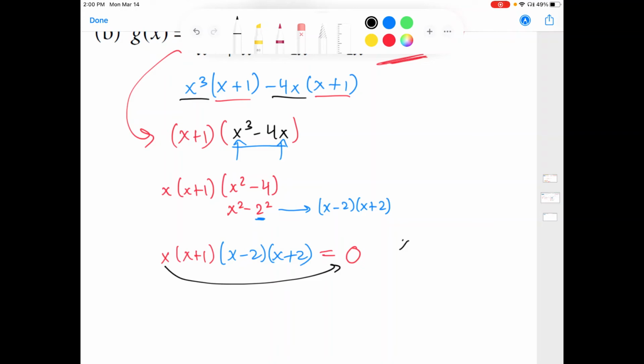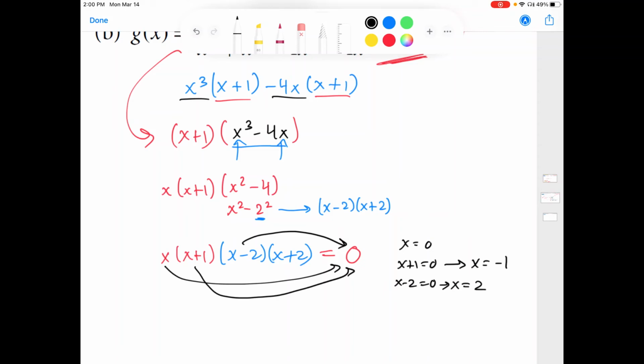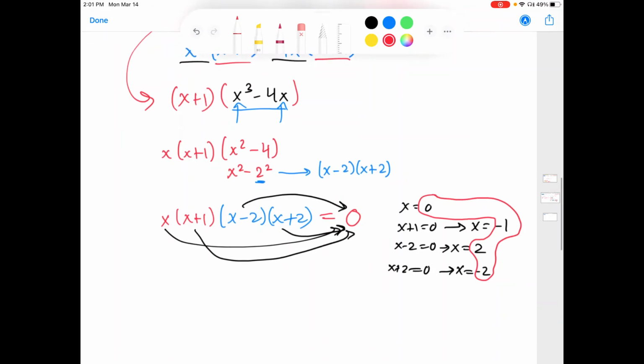X is 0, so that's one of them. X plus 1 is 0, so that tells me that x is negative 1. And then x minus 2 is 0. That tells me that x is 2. And then x plus 2 is 0. That tells me that x equals negative 2. So these are the 4 x values that we want to exclude from the real line to give us our domain.